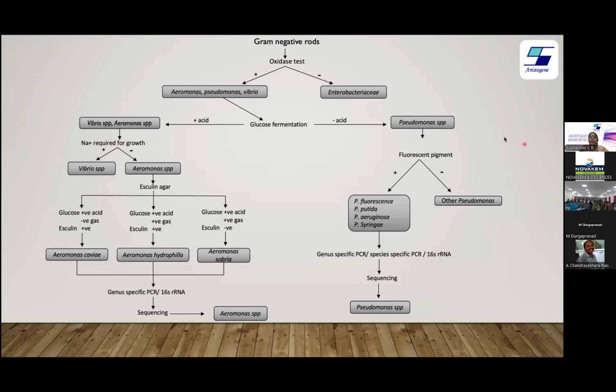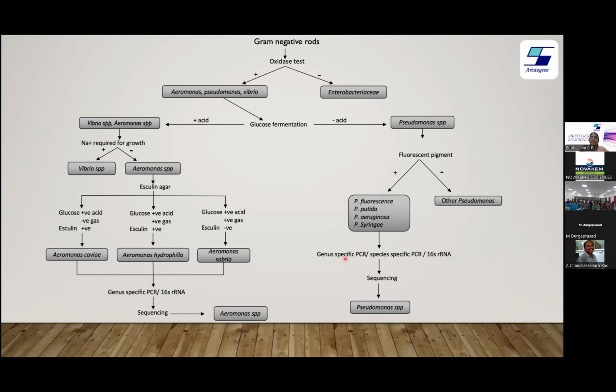So going to Pseudomonas. I told you many of the Pseudomonas are fluorescent, so we look for the presence of fluorescence. There are several species: Pseudomonas fluorescens, Putida, Pseudomonas aeruginosa, Pseudomonas syringae. All of them have fluorescence. Some of the other Pseudomonas are non-fluorescing, but we are very keen on Pseudomonas fluorescens and Putida among these species, and also Pseudomonas alkaligens.